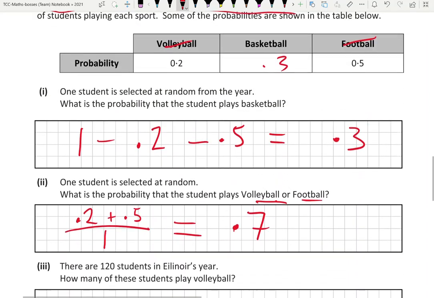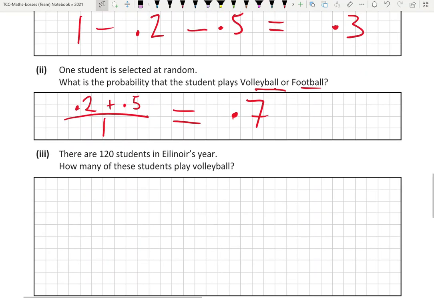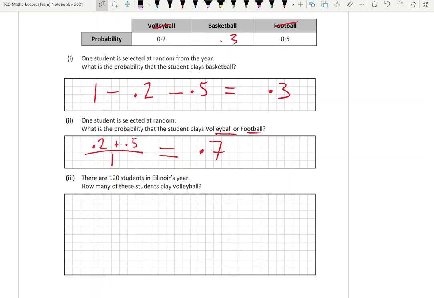Now we're given a kind of a scale to the thing. There are 120 students in Eleanor's year. How many of these students play volleyball? Okay, so let's think about that as a ratio of 120:1.